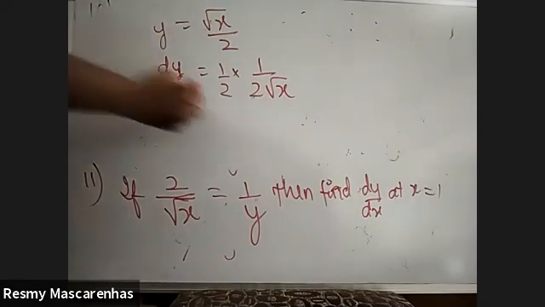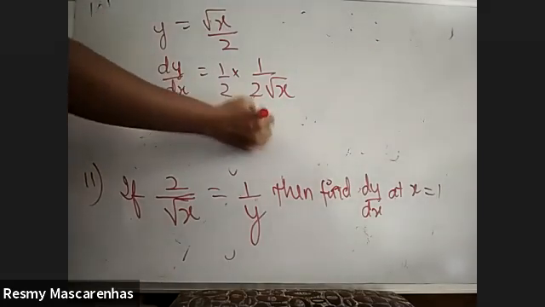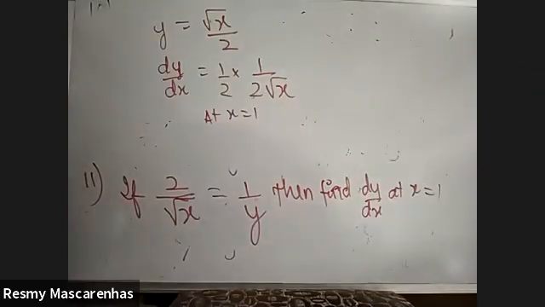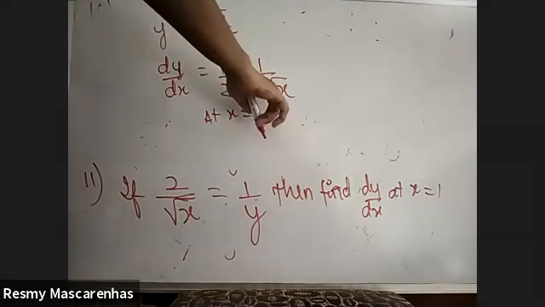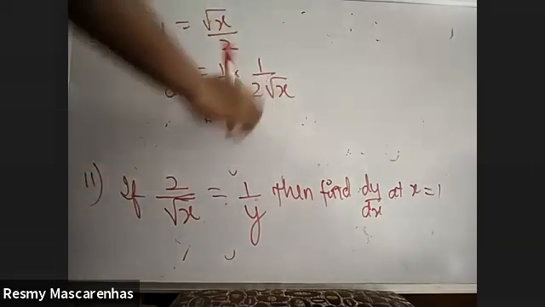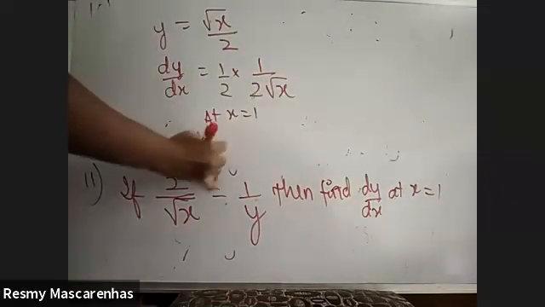Okay, and now at x is equal to 1, put the value of x as 1 and find the answer. So when you put x as 1, it will be root 1. So the answer will be 1 upon 4.